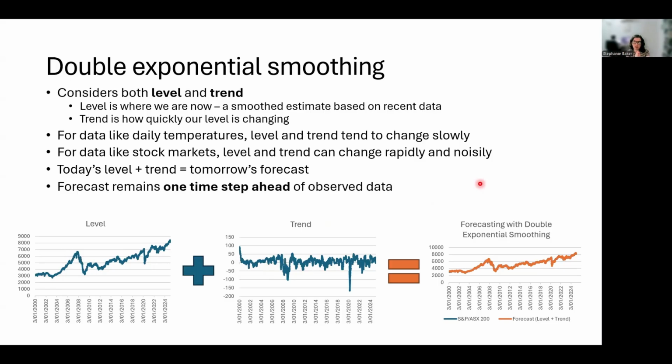So the way that we use these two things is we take today's level and today's trend, and we add them together, and that gives us tomorrow's forecast. So when we're forecasting, we always remain one time step ahead of the observed data.